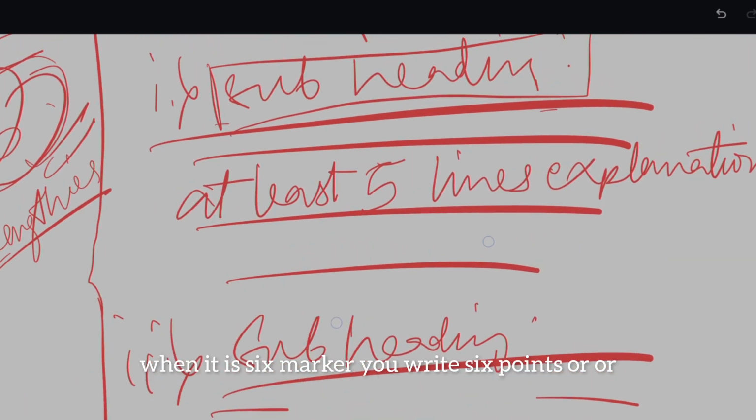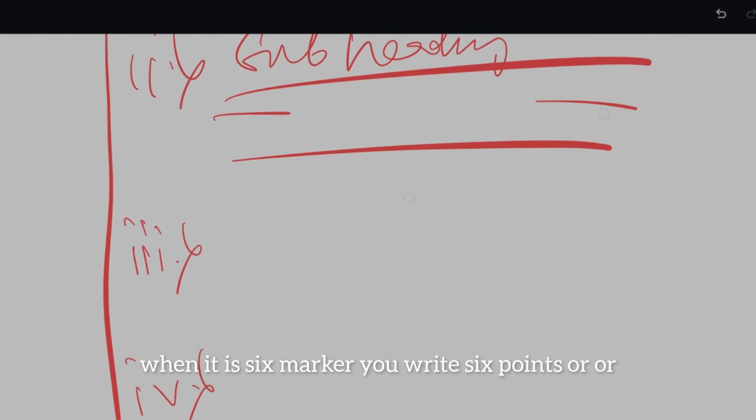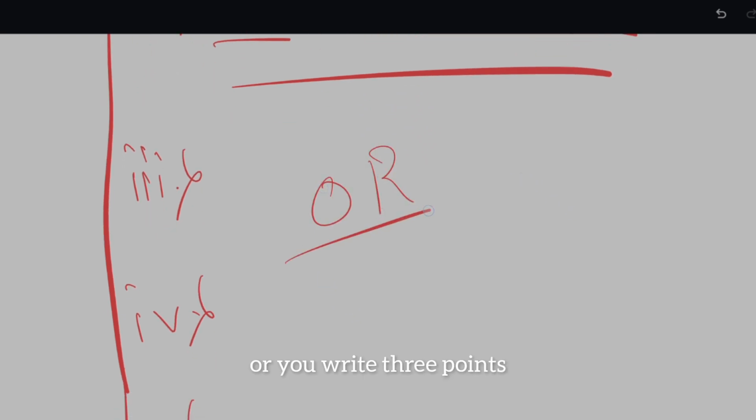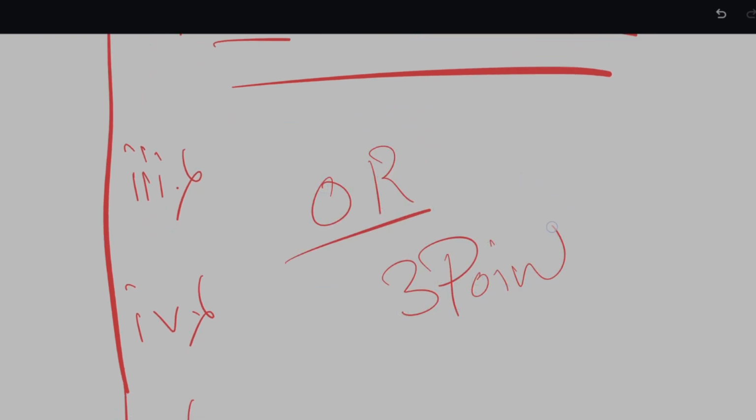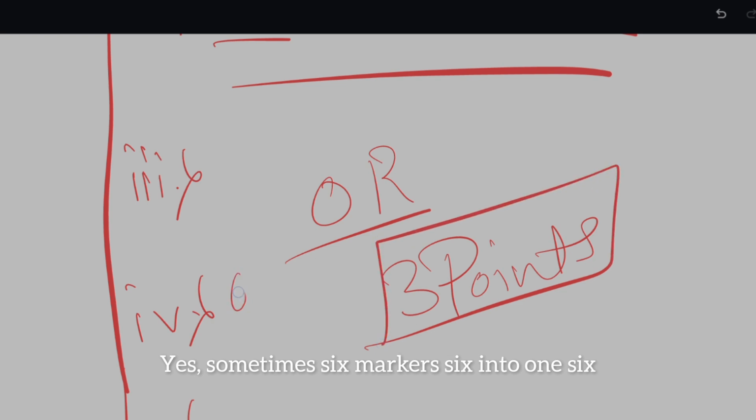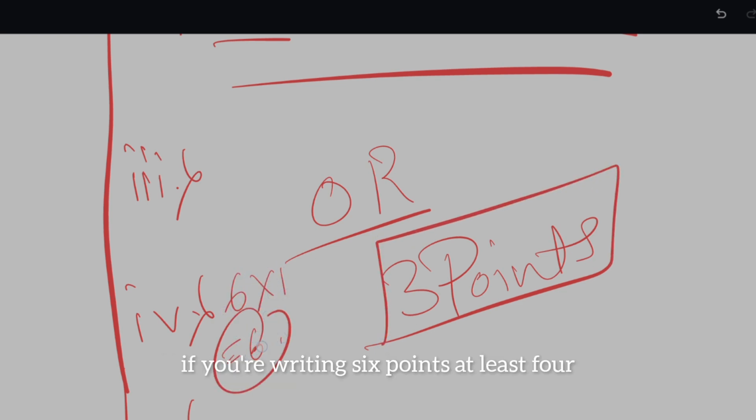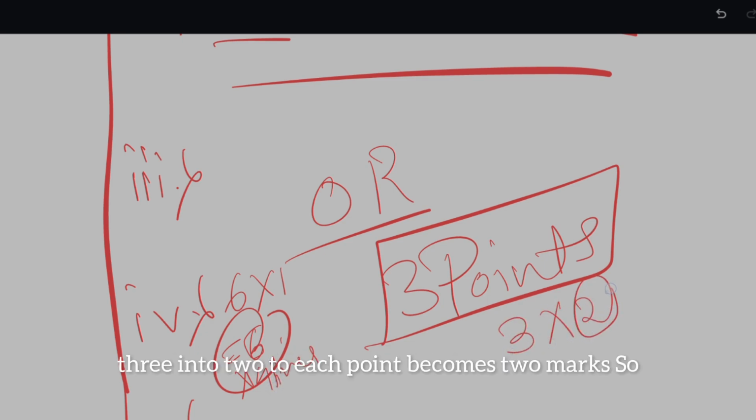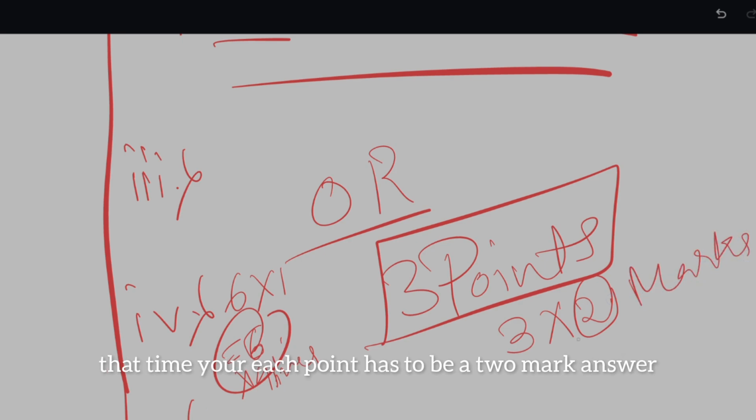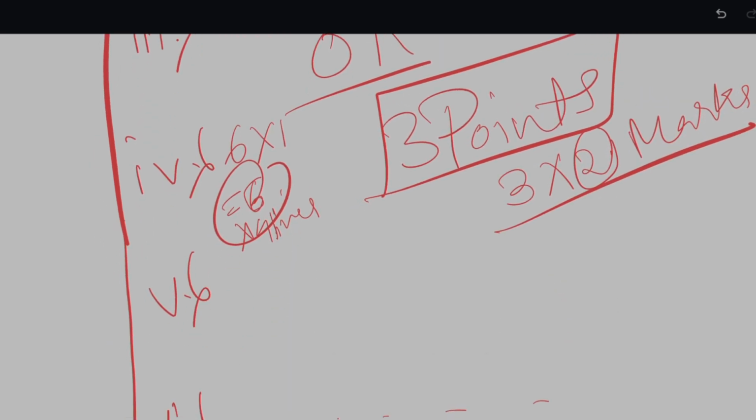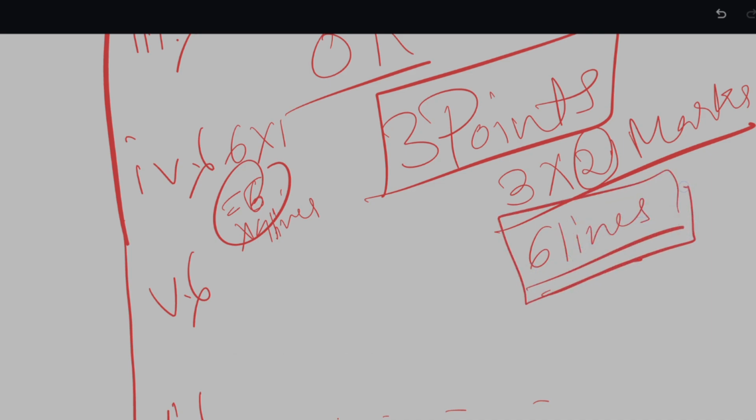Again, this I will emphasize. When it is a 6 marker, you write 6 points, or you write 3 points. Yes, sometimes in 6 markers, 6 into 1, that can happen. If you're writing 6 points, write at least 4 lines each, alright? But if you're writing 3, so 3 into 2, each point becomes 2 marks. So that time each point has to be a 2 mark answer, that you have to remember. So at least 6 lines, each and every subheading has to be of 6 lines if you are writing 3 points.